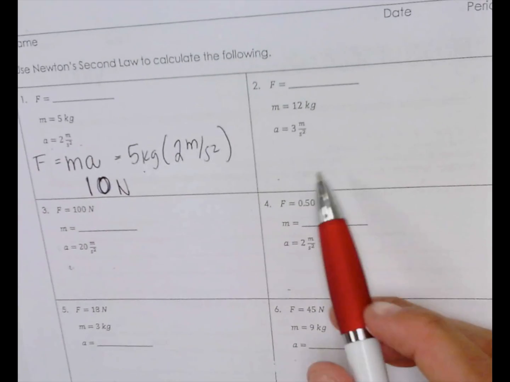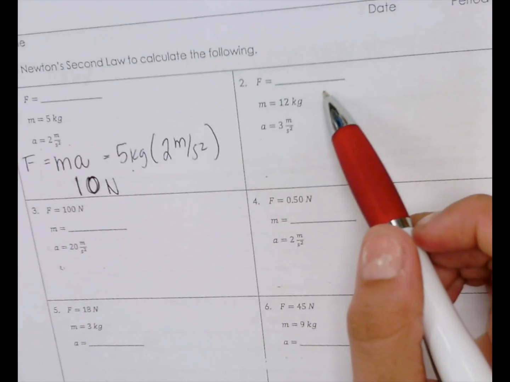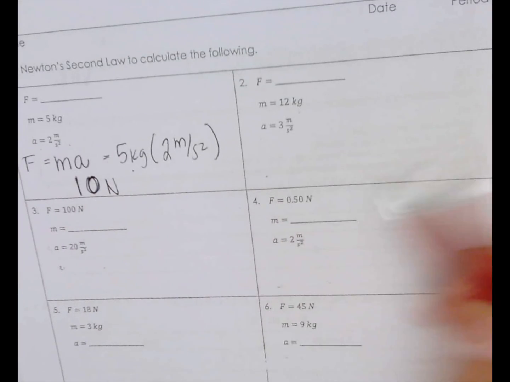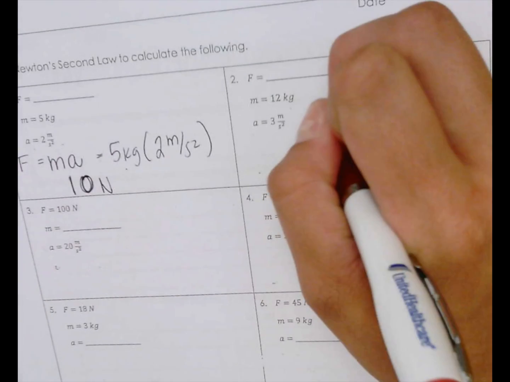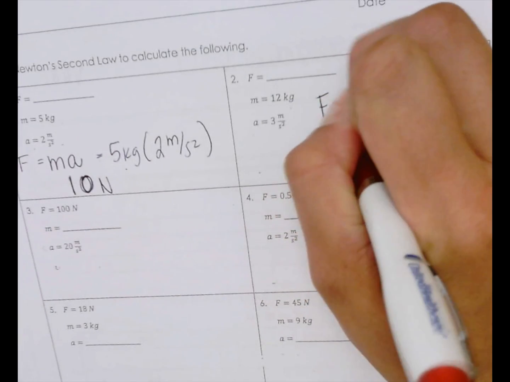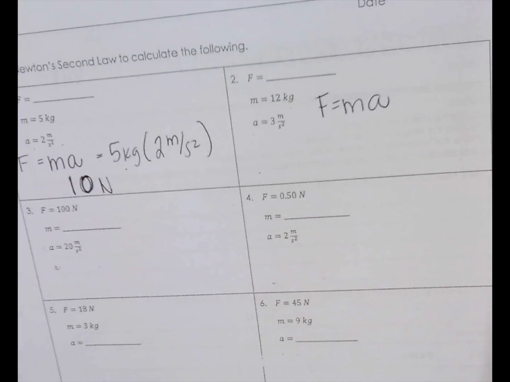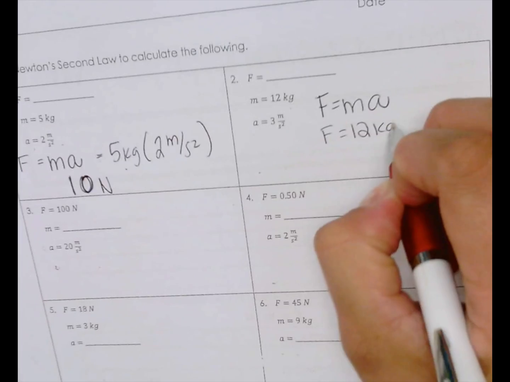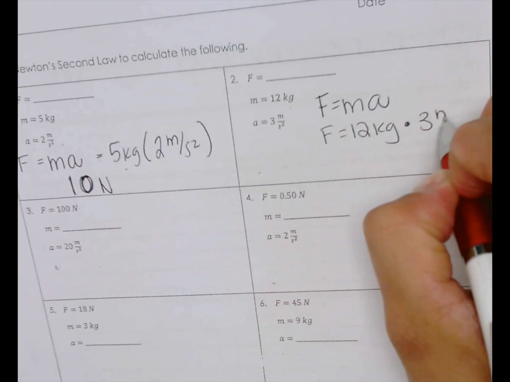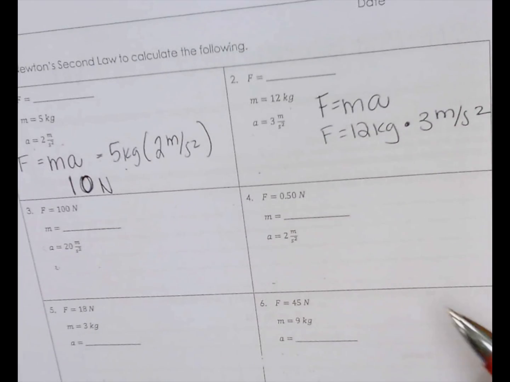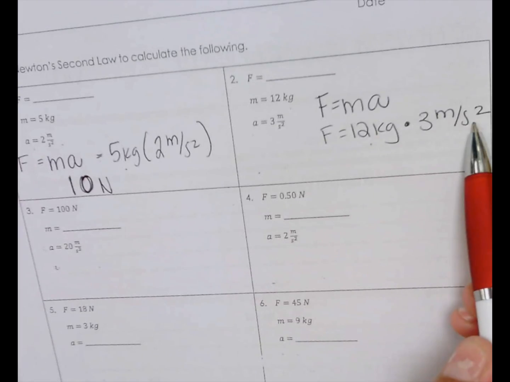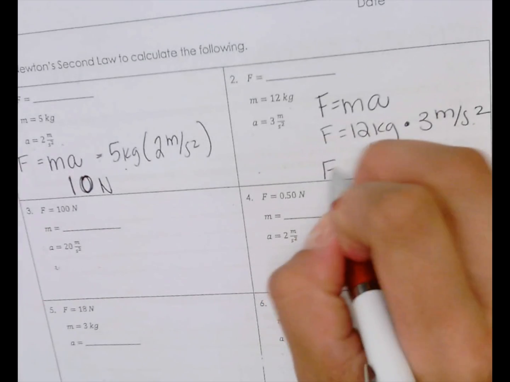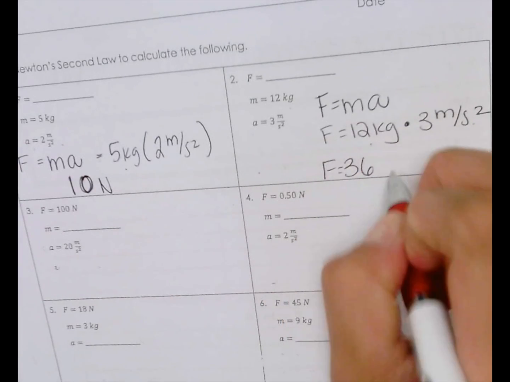All right, let's do this second one. Again, we have an unknown force. We have a mass of 12 kilograms, and we have an acceleration of 3 meters per second squared. So if we know that force equals mass times acceleration, we just need to plug these in. Force then equals 12 kilograms times 3 meters per second squared. 12 times 3 gives you a force of 36 newtons.